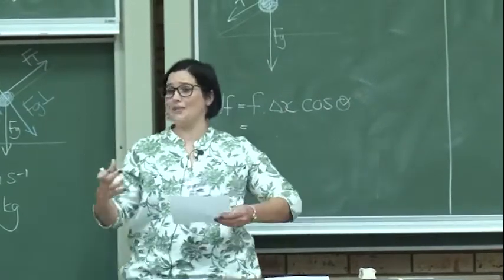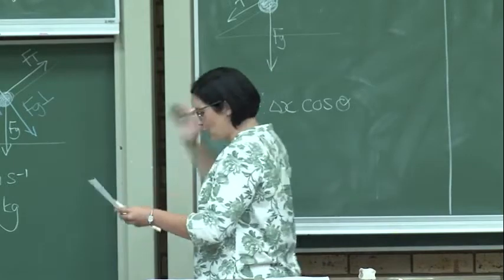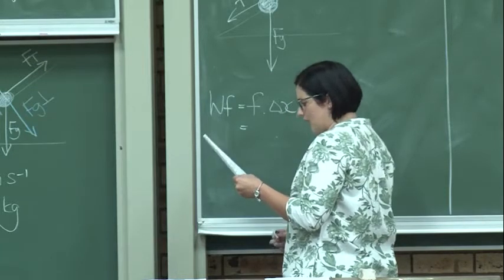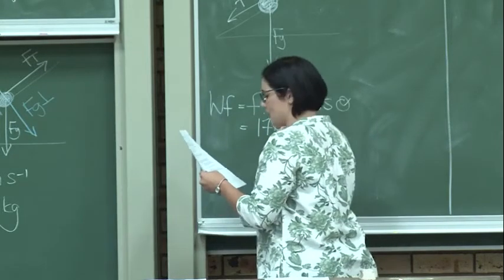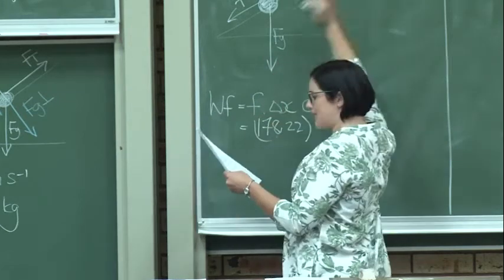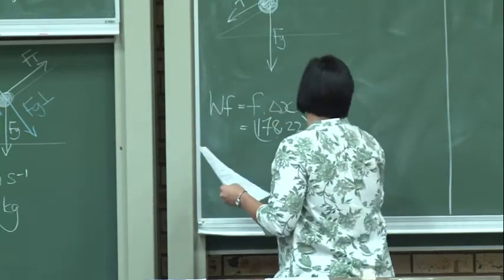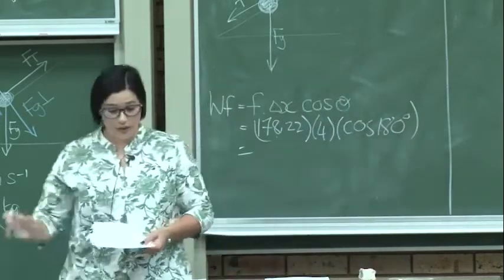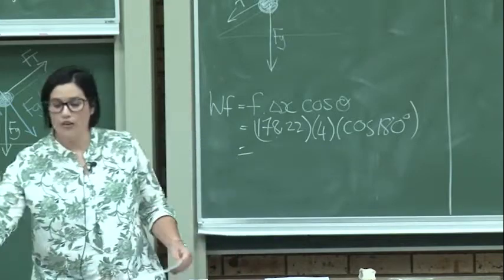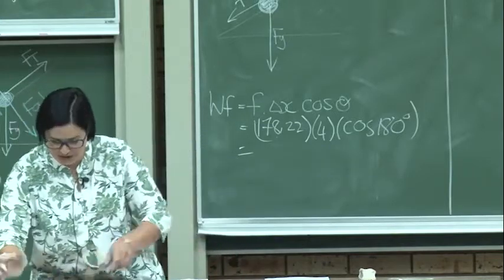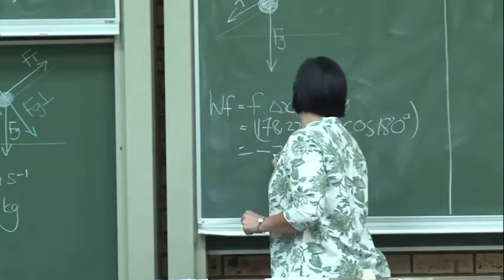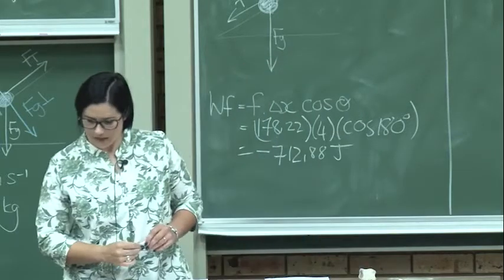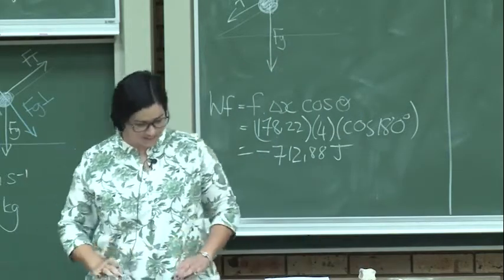It tells me you're paying attention. The frictional force was, what did they tell us? 178,22. What is the displacement up the incline? 4 meters. And then cos 180 degrees. Grade 12, do you expect to get a negative answer? Of course you do. And what do you get? Negative 712,88 joules. I hope that is what you got as well.